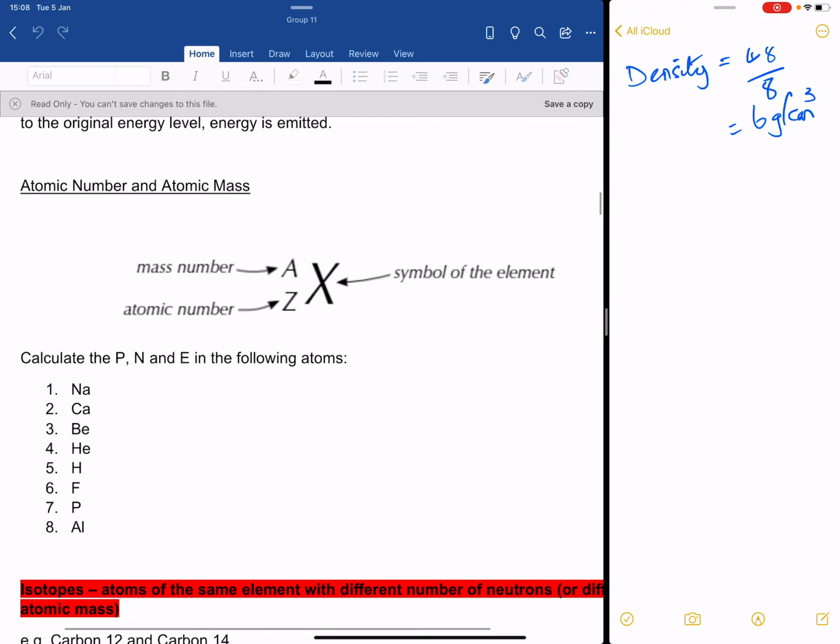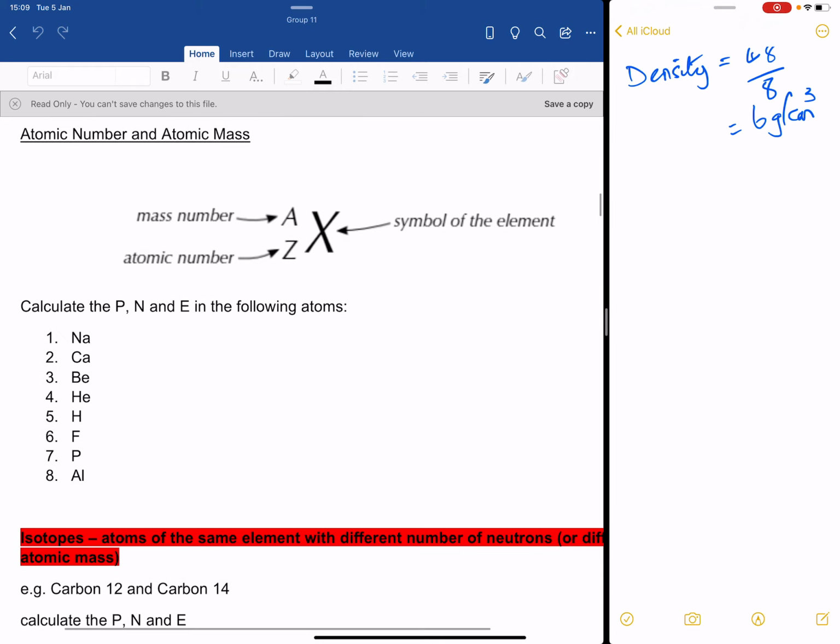We then move on to atomic mass and atomic number. Normally, the mass number is at the top and the atomic number is at the bottom, and you will find that the mass number is the big number, the atomic number is a small number. So, using a periodic table, you can work out the number of protons, neutrons, and electrons in each of these atoms. So, pause the video and have a go at this, please.